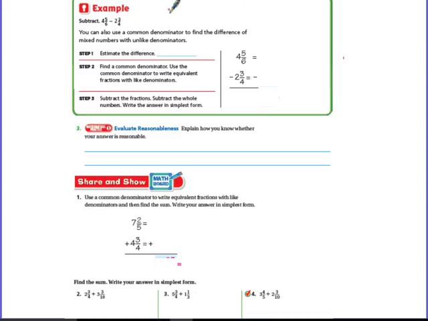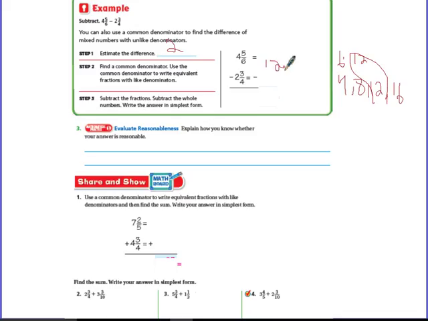So, find an estimate. 4 and 5, 6, so that's close to 5. 2 and 3, 4, so that's close to 3. So my estimate is going to be 5 take away 3, which is 2. Now we've got to find a common denominator, so let's go through my multiples. 4, 8, 12, 16. Now I'm going to do them for 6. 6, 12. Oh, I don't have to go any further. My common denominator is 12.